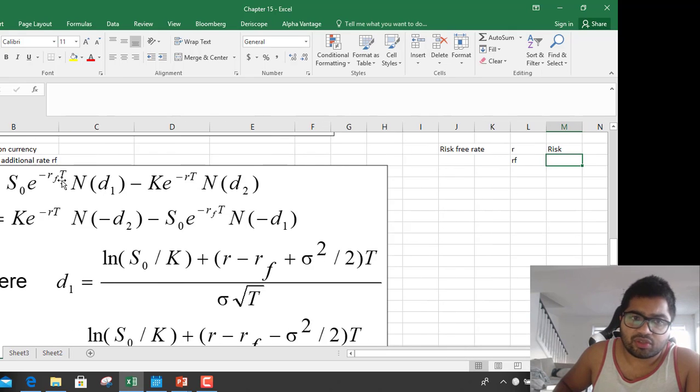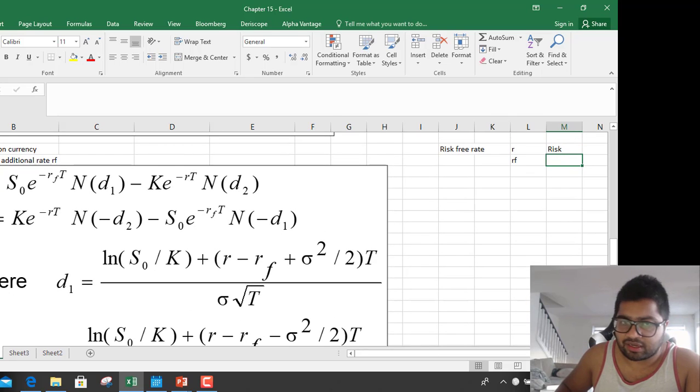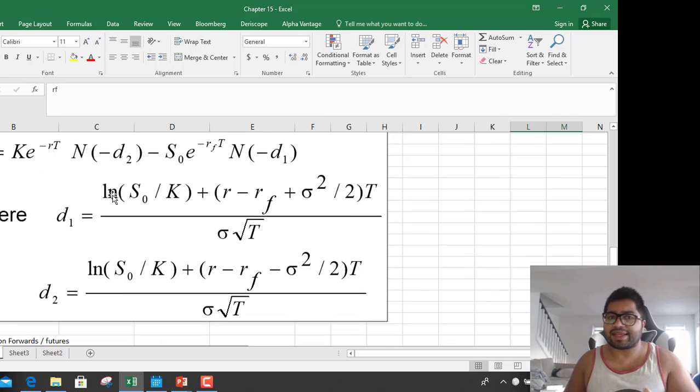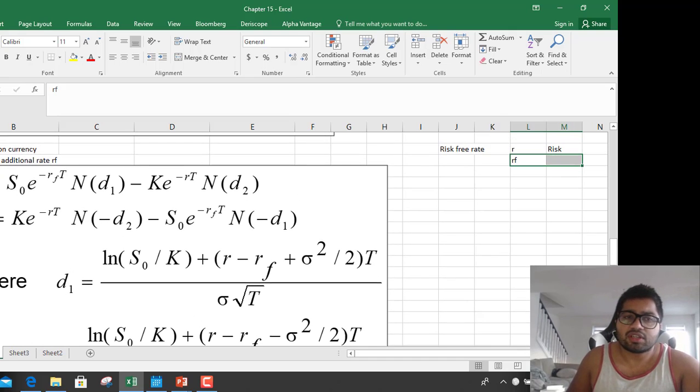So what you have to do is discount S0, right? Wherever you see S0, you have to discount it by the risk-free rate of the foreign market. So for the Black-Scholes-Merton model for currency, I'll explain it, then we'll solve one problem. So for call and put.